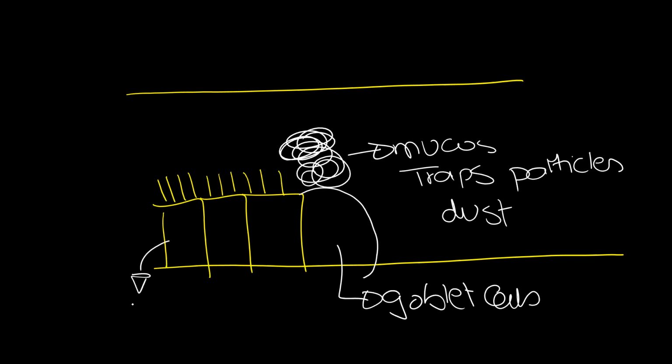The ciliated cell. Okay, so they work together like a team, and they are both specialized in doing that. They don't know how to do anything else. They only do those two things. They produce mucus and they sweep it away. They produce mucus to trap the dust and the particles, and they sweep it away.